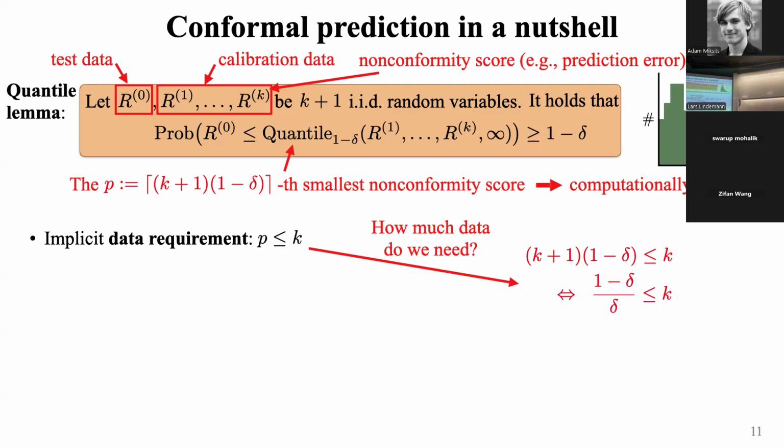And then you can simply rewrite this and you get this lower bound for the number of data that you have. So roughly, if you pick delta to be 1%, you need 100 data points to get a valid non-trivial bound. The trivial bound would be infinity, right?